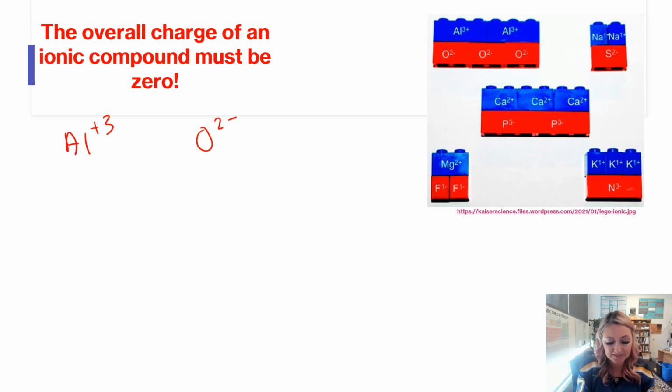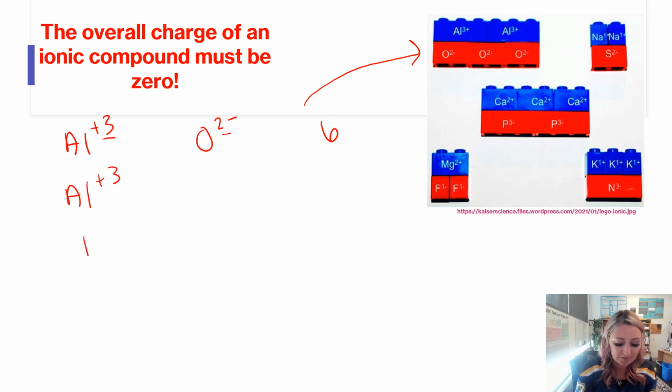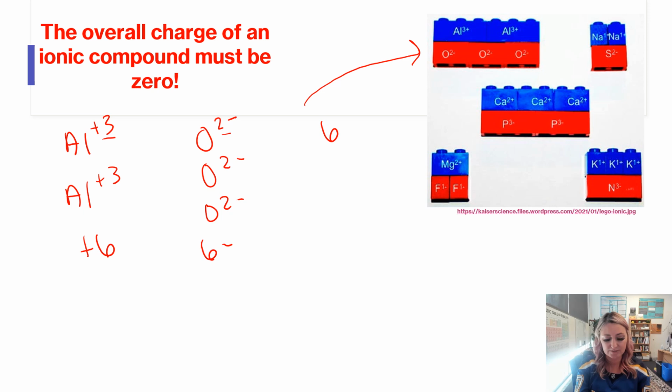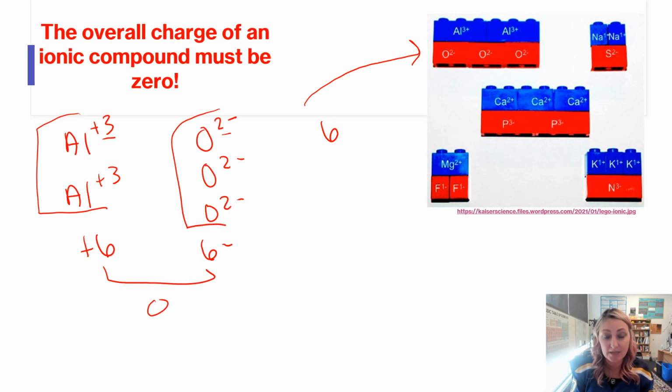If I were to have these in a 1-to-1 ratio, that wouldn't work. Instead, I want you to think about this image over here with the Legos. The first number +3 and -2 have in common is 6. So I'm actually going to need a total of 6 positive charges and a total of 6 negative charges for this sum to be 0. That means I'm going to need 2 aluminums for every 3 oxygens.